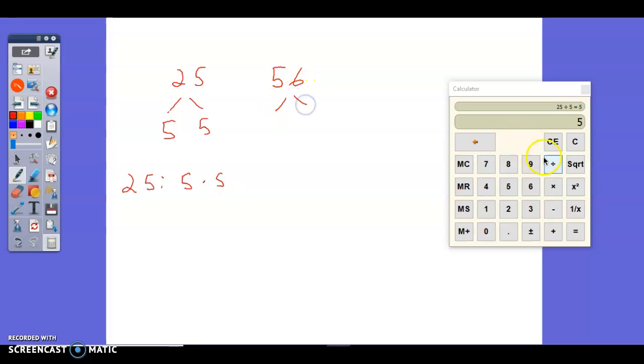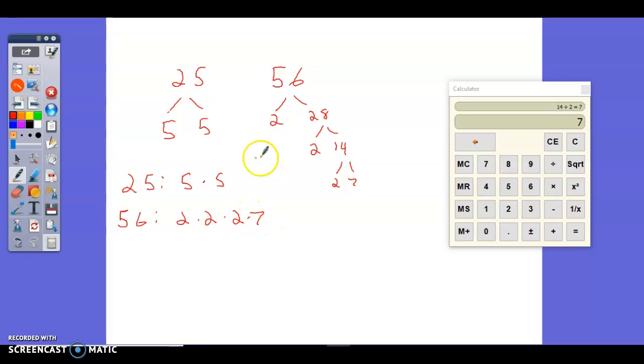Now I'm going to work out 56. 56 is even, so I'm going to start with 2. So we have 2 and 28. Then I'm going to divide 28 by 2 again. So divided by 2 gives me 14. I'm going to divide this by 2 because that's also even. That is 2 and 7. So my prime factorization of 56 is a 2, a 2, a 2, and a 7. So 2, 2, 2, and 7.